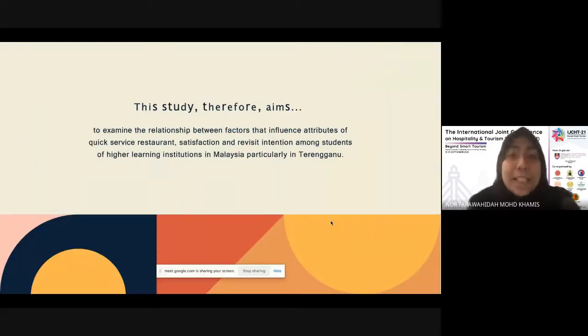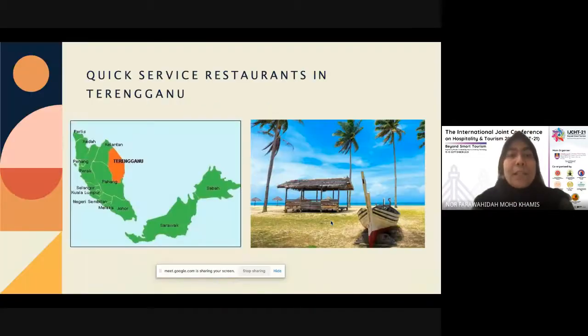Therefore, this study aims to examine the relationship between factors that influence attributes of quick service restaurant, satisfaction and revisit intention among students of higher learning institutions in Malaysia, particularly in Terengganu. So why in Terengganu?